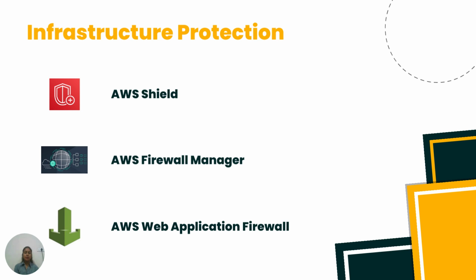Infrastructure protection encompasses control methodologies such as defense in depth that are necessary to meet best practices and organizational or regulatory obligations. Use of these methodologies is critical for successful ongoing operations in the cloud. It is classified into AWS Shield, AWS Firewall Manager, and AWS Web Application Firewall. Let's get our hands on these one by one.